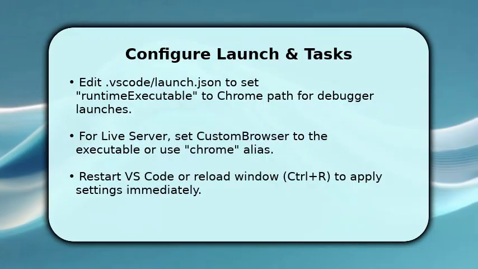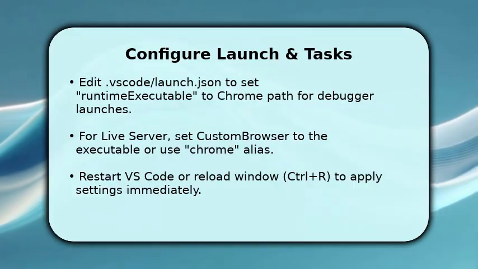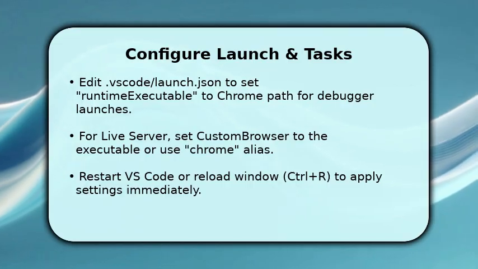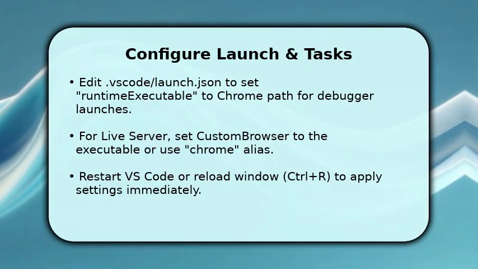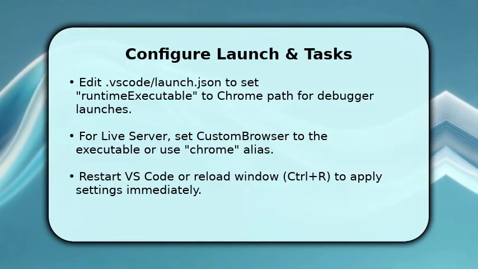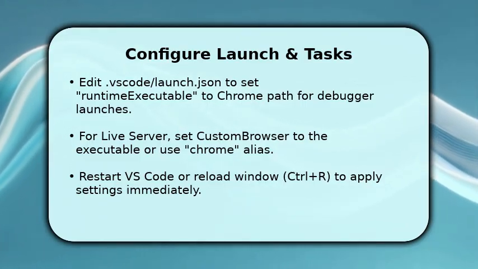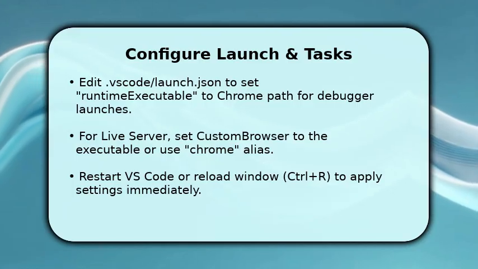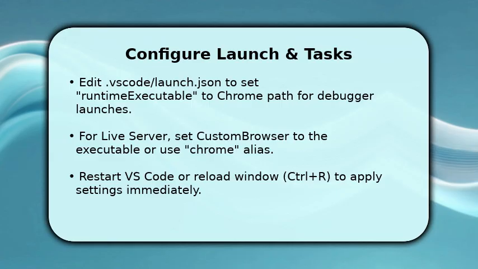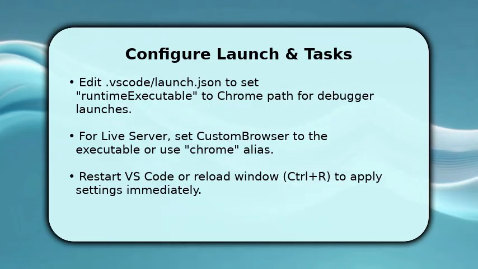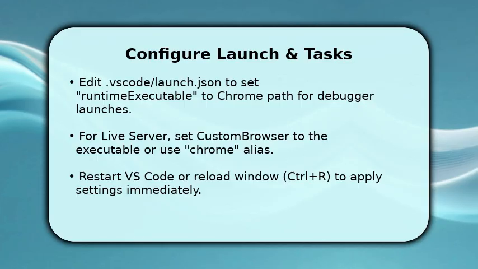Next, configure the debug and task tooling so Chrome launches every time. Open .vscode/launch.json and set runtimeExecutable to the Chrome binary path. This instructs the debugger to spawn Chrome rather than Edge. Once done, check Live Server settings for the same override and use the exact path if the alias fails.